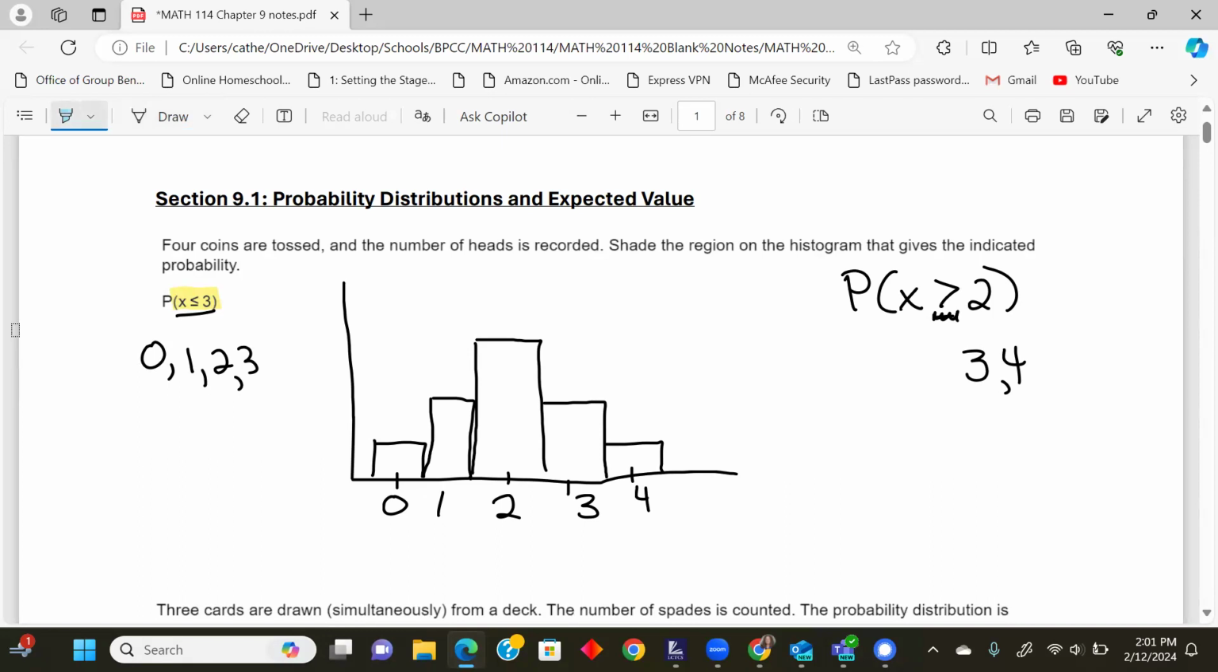So the one we had on the right, the probability X is greater than 2. There's no equal to on this one. It's just going to be greater than 2 would be 3 and 4. Now, if there was a line underneath it, that means 2 would be included, and then you would have 2 shaded as well. So it's going to depend on which version of the problem that you get. So just be careful with those inequality symbols.